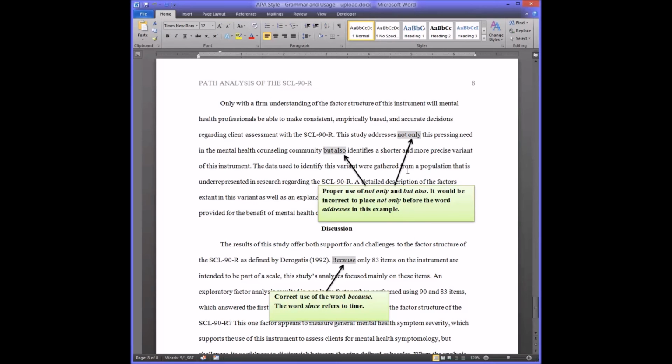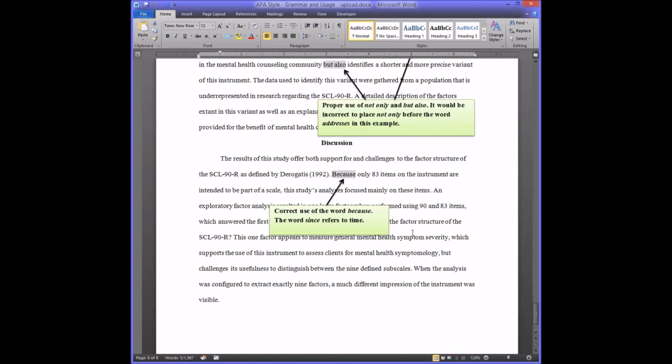So moving down to page 8, let's take a look at the proper use of not only and but also. So this sentence is correct the way it's written. This study addresses not only this pressing need in the mental health counseling community, but also identifies a shorter and more precise variant of this instrument. The mistake that would be commonly made here would be putting the words not only before the verb, in this case, addresses. So if the sentence read, this study not only addresses this pressing need, that would be incorrect.